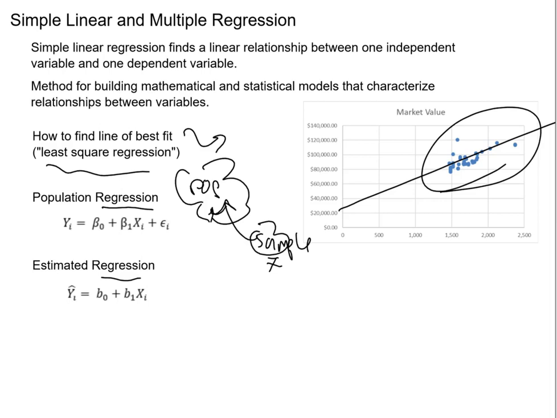Similarly, we want to talk about two different types of regression. The population regression is the true underlying relationship between x and y, between my two variables x and y. And so the population regression is made up of a couple of true underlying population parameters, right?